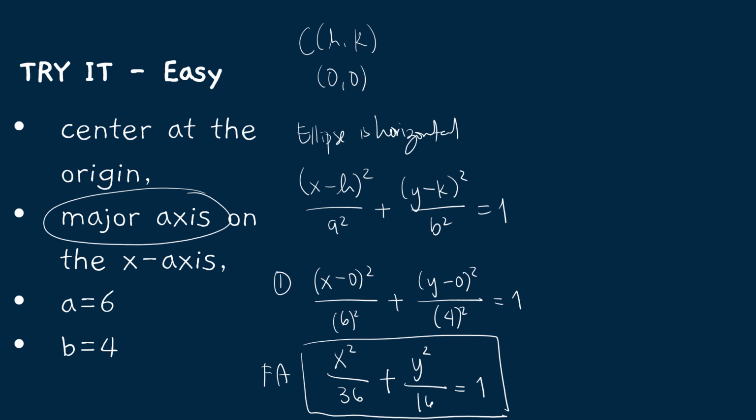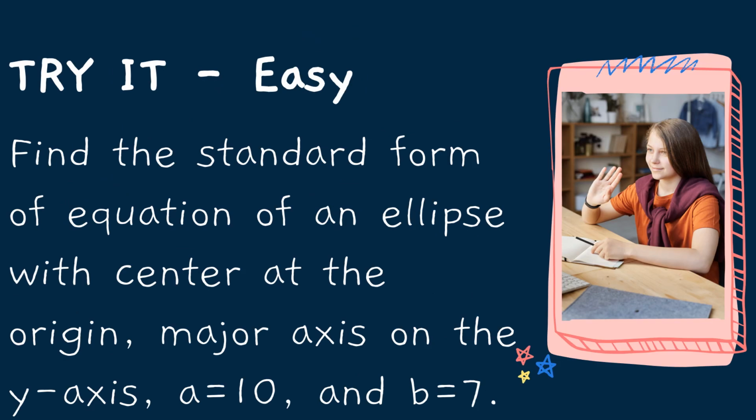Okay, example number 2. We are given the properties for the standard equation of an ellipse still with the center at the origin, and the major axis this time on the y-axis, and a this time is 10 and b is equal to 7. So remember, a is half of the major axis and b is half of the minor axis. I'll give you time to pause and solve this before we show the solution.